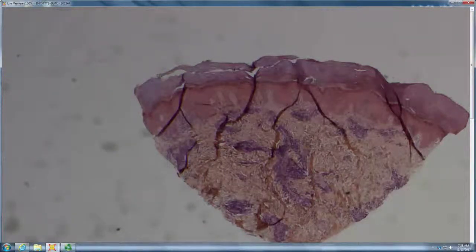First off, what's wrong with the slide at low power? What's all this red stuff? Yeah, it looks like there's RBC extravasation. And is it an inflammatory purpura? Do you see any inflammatory cells? No. So that would make it non-inflammatory. So what's your differential for a non-inflammatory purpura?